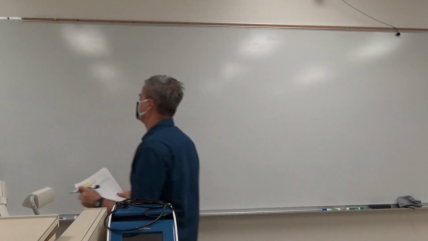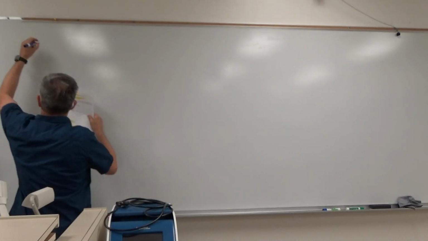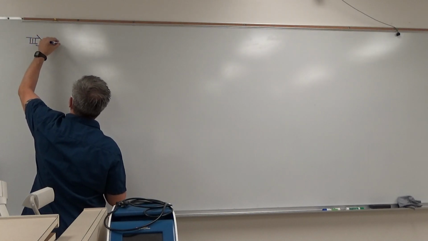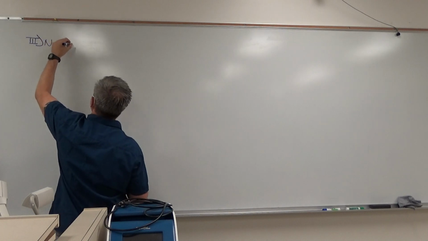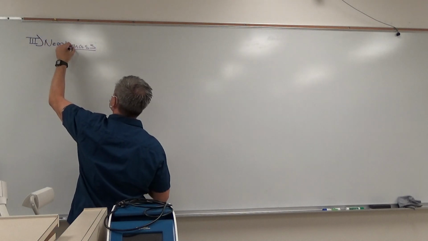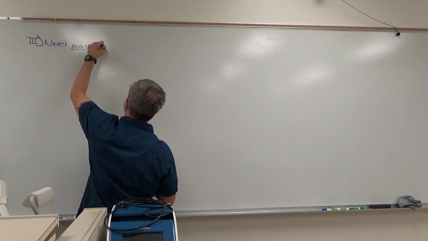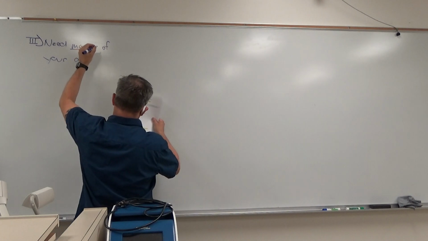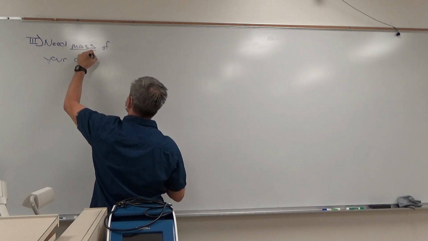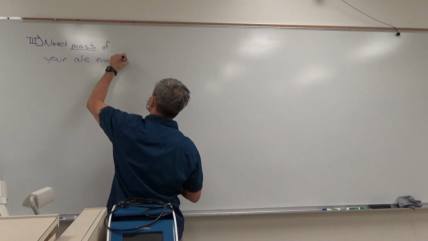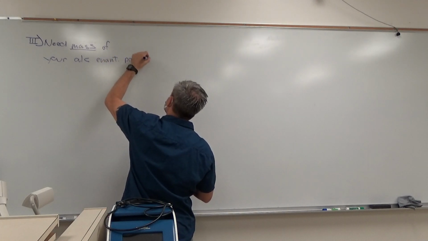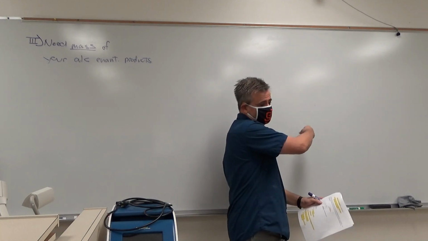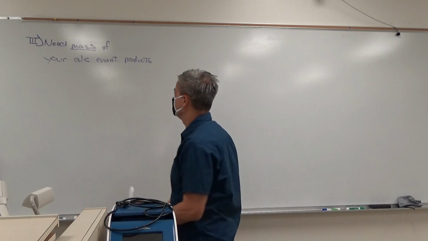So third and final section, not much here. Need mass of your alcohol product, enantiomer products. It's a mixture of the two enantiomers, but you need to know what that mass is so that you can plug it into that formula that's just right here. The grams over mLs.